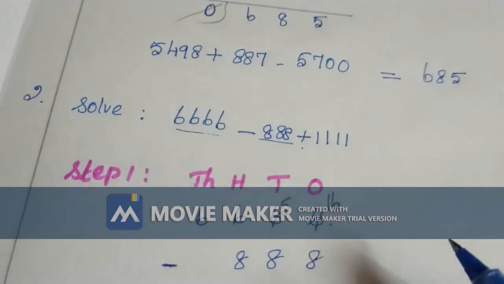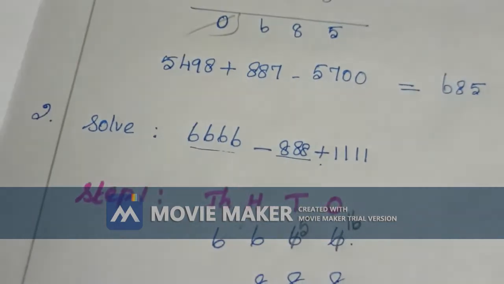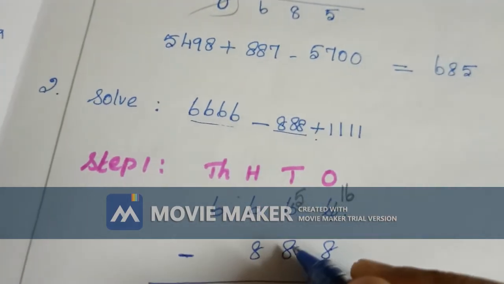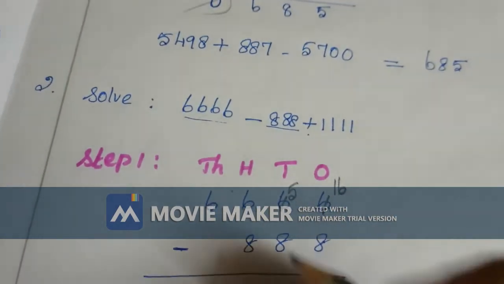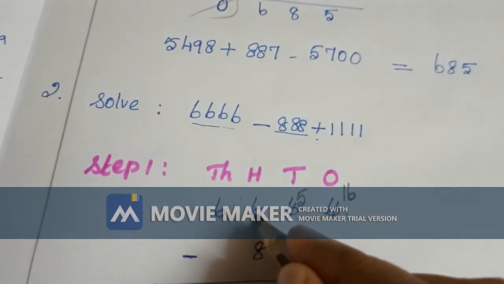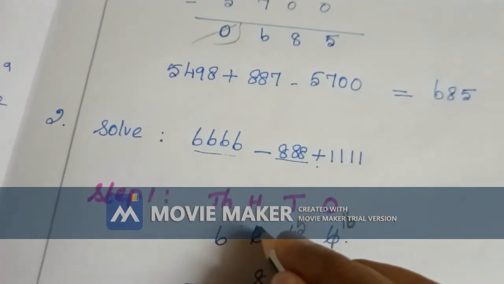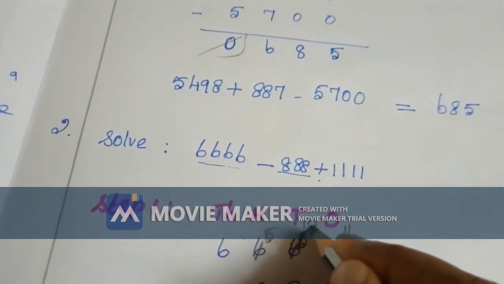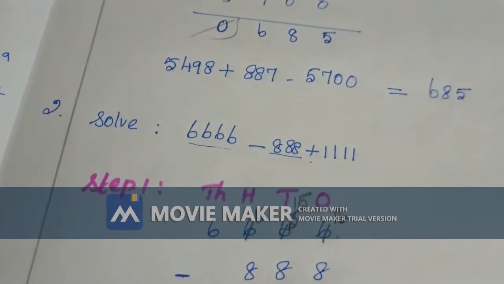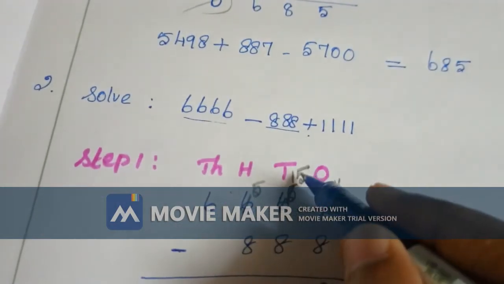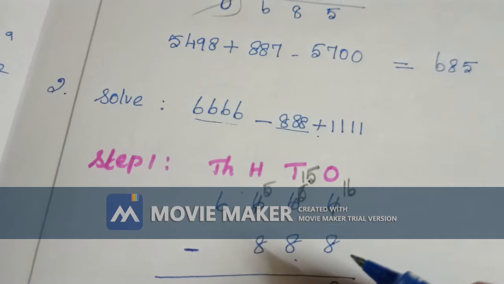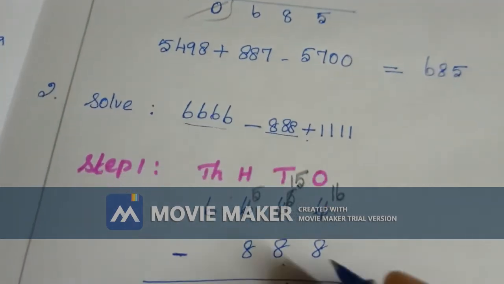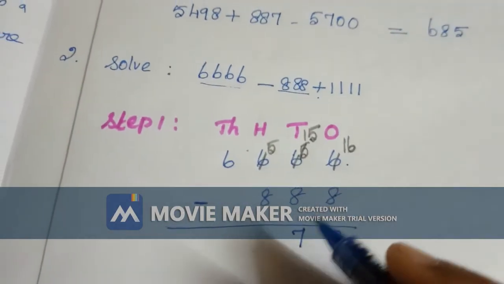So 16 minus 8 is 8. And here also you can't subtract the number 8 from 5. So in this situation, what will you do? Yes, you have to borrow 1 from the hundreds place. So here you get 5 and here you get 15. Now subtract 8 from 15. Yes, the answer is 7. So write 7 in the tens place.